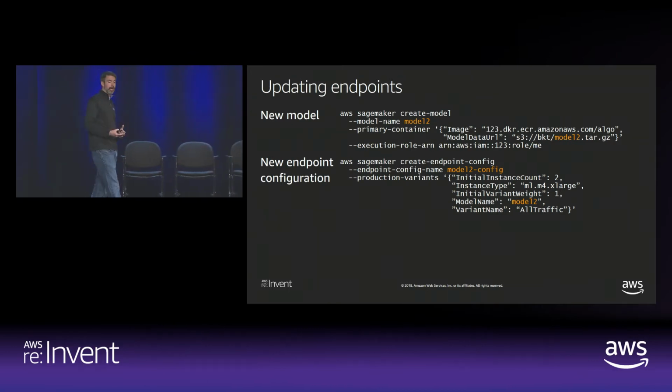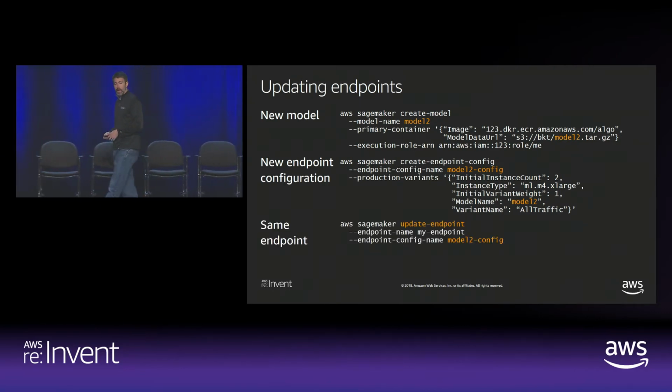Now, you could also change some of the hardware configurations. Perhaps you moved from a tree-based method to a neural network, and you want to instead use GPUs in this case rather than CPUs. You can do that. That's fine. In this case, we've just kept 2 ml.m4.xlarge as our endpoint setup. And then instead of using AWS SageMaker create-endpoint, we're going to use AWS SageMaker update-endpoint.